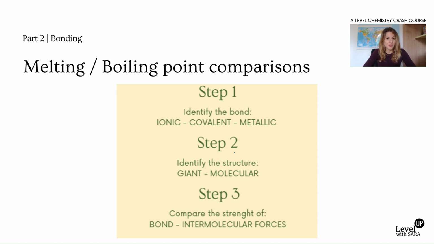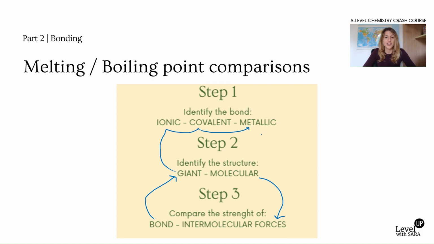Of course, the strength of the bond matters only if this bond has to be broken in order to change physical state. So with giant structures, it would be breaking the bond, while if you're comparing molecular structures, we're looking at the strength of intermolecular forces. So if you're comparing giant structures, you're likely to be comparing ionic, or maybe some of the giant covalent examples that you need to know, or maybe the metallic one.